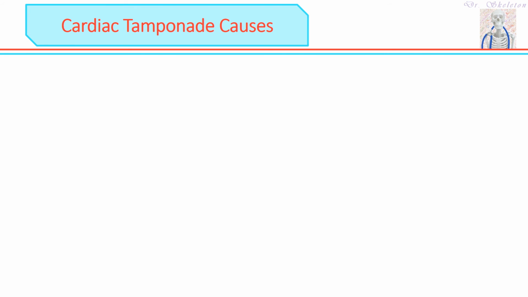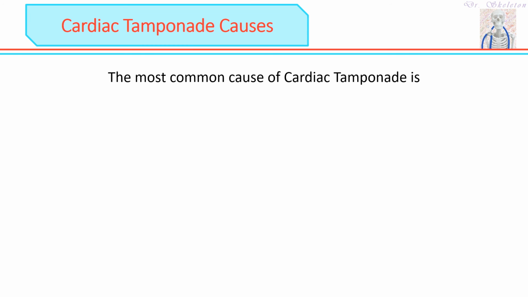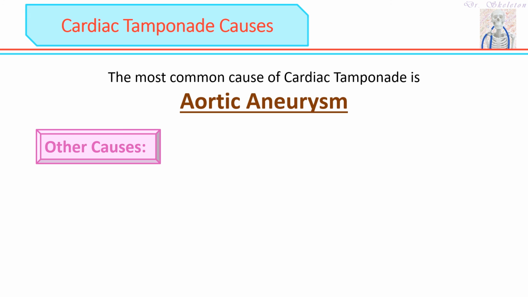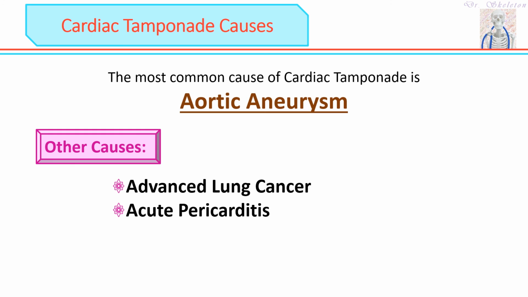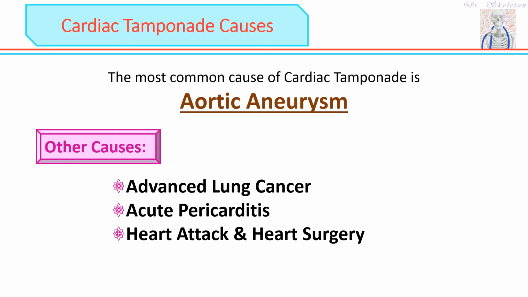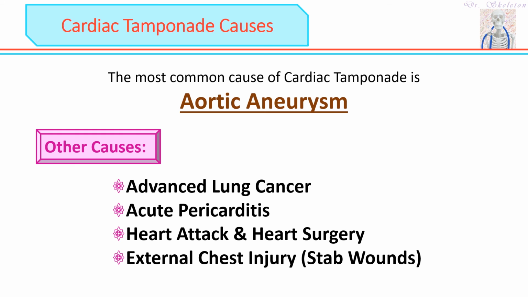Continuing with cardiac tamponade, what are its causes? The most common cause of cardiac tamponade is aortic aneurysm. Yet we have some other causes as well, like advanced lung cancer, acute pericarditis, heart attack and heart surgery, even external chest injury, especially stab wounds.